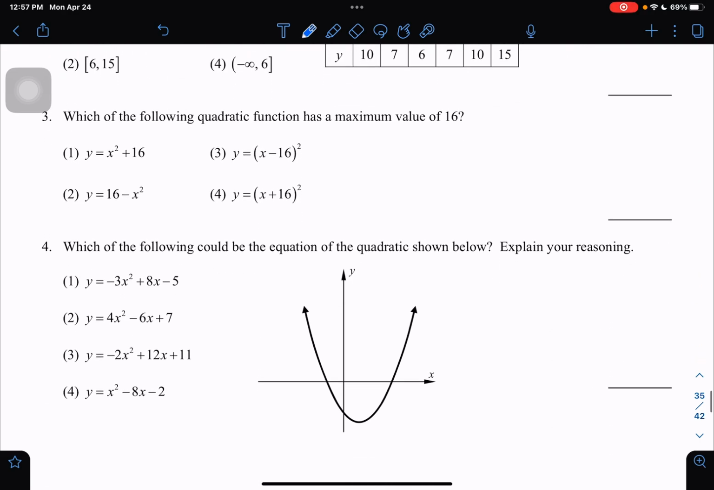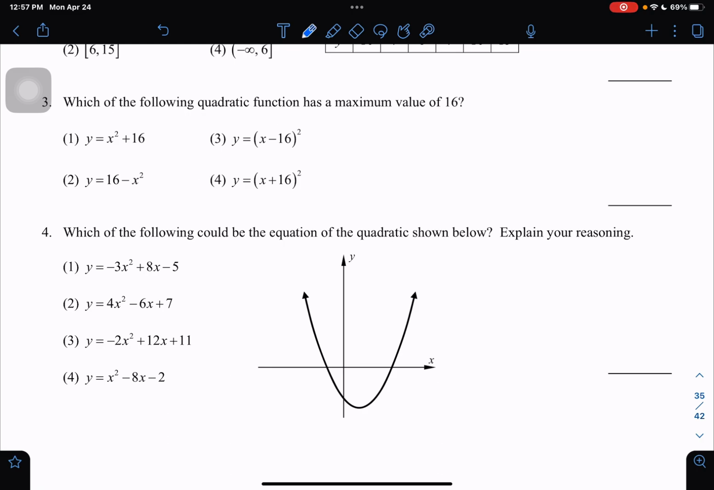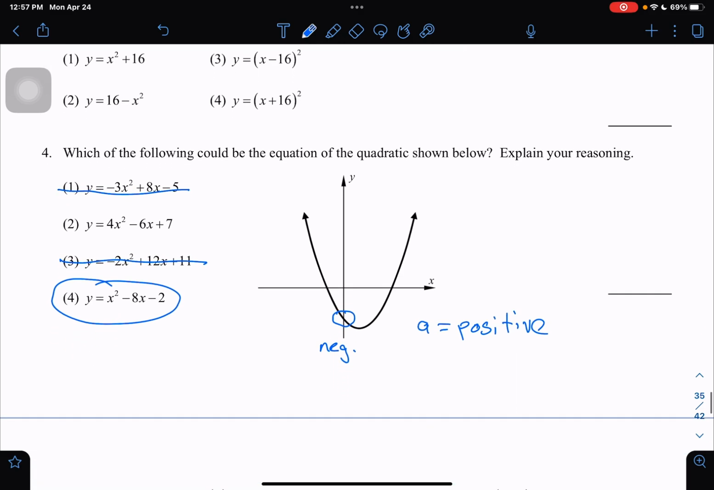All right, number 4. This says, which can it be? Now, this is a hold water parabola, or it's increasing as it goes up. So that means that A is a positive number. So we're looking for the leading coefficient to be positive. 3, that's a -2, and 1, that's a -3. So those can't be. The other thing is the last number in the trinomial tells us where it crosses the y-axis. So that point there happens at a negative. This is a negative number. So this has to be 4.